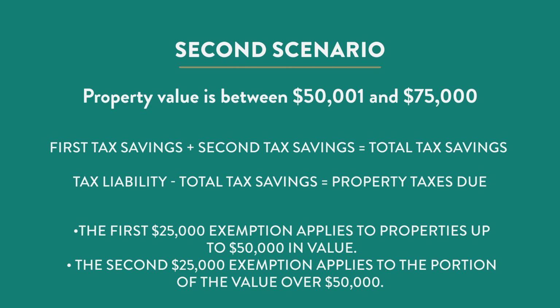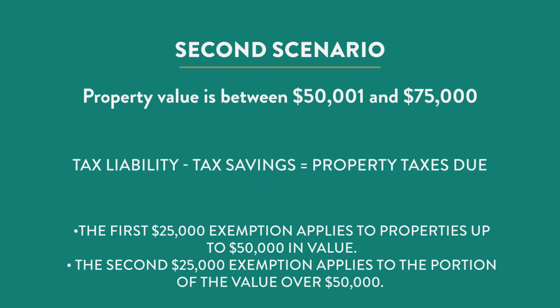Don't you just love taxes? This means that you add the savings from both tax exemptions together and then subtract that total tax savings from the total tax liability to get the amount of tax that you'll pay.